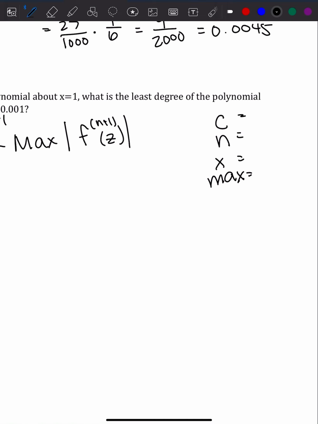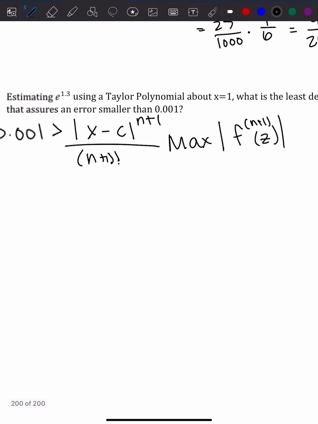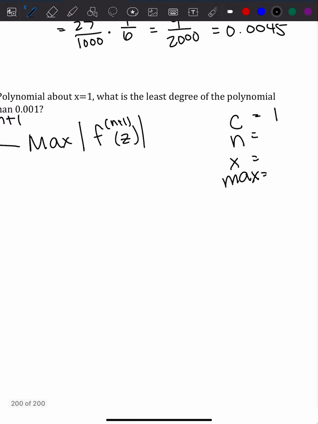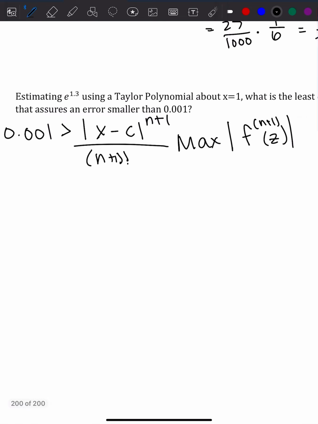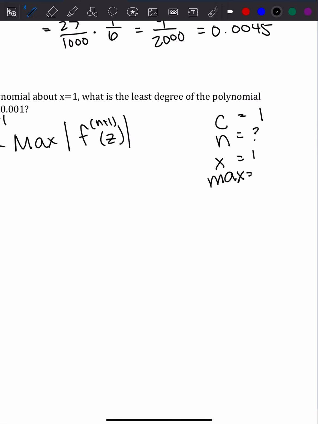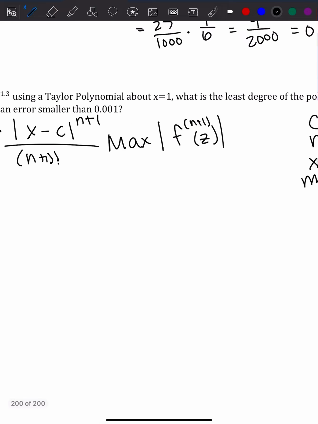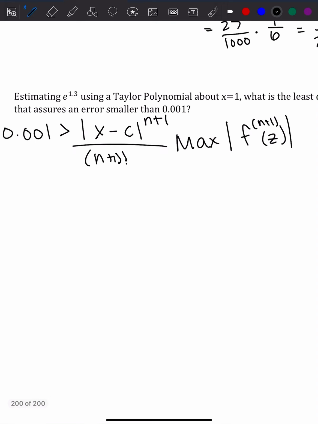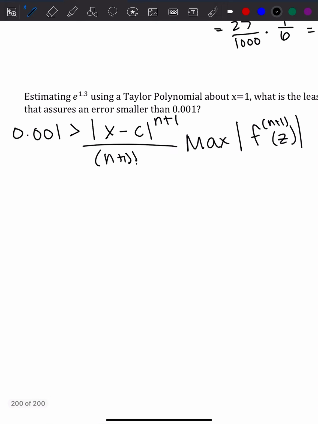We know c is going to be 1 because it's a Taylor polynomial about x equals 1. n is what we're looking for, so we need to find that. We are looking for e to the 1.3, so 1.3 is going to be our x value. And we are estimating e to the 1.3, so e to the 1.3 is going to be our max for this problem.